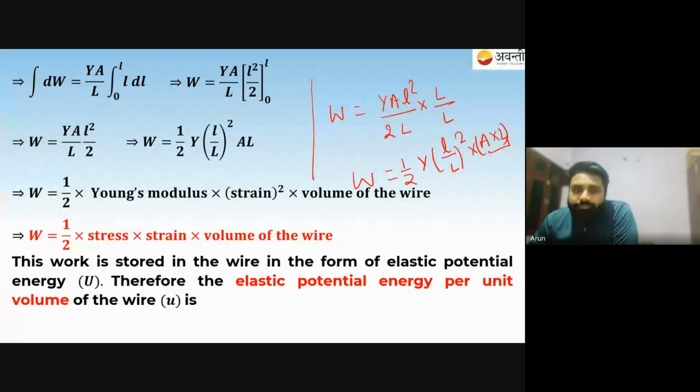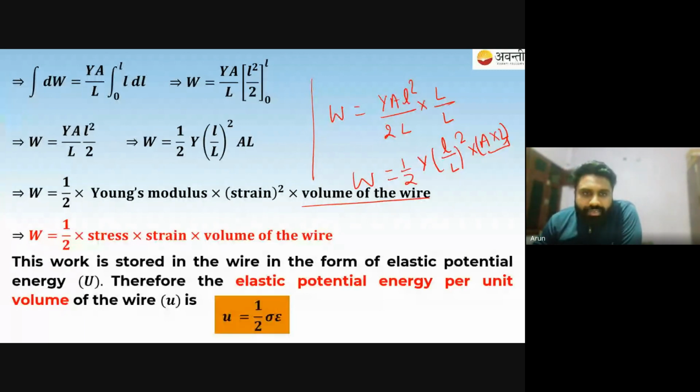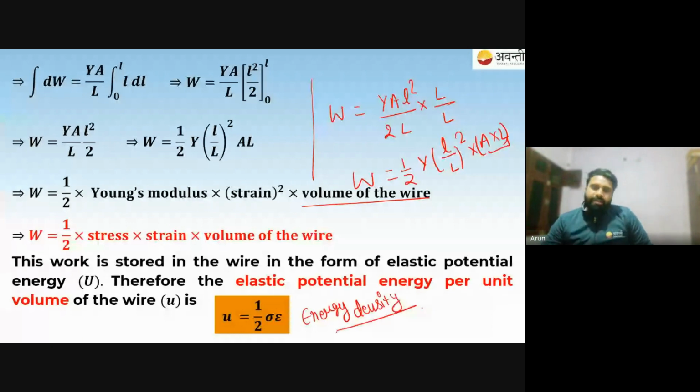That is why we consider the elastic potential energy per unit volume of the wire. So we can divide the work done by the volume. What do we have? We have U equals 1 by 2 times sigma into epsilon, and this U is nothing but the energy density. You can apply it for any type of strain, which means if the strain is longitudinal, shear, or bulk, for each and every case you can apply this formula.